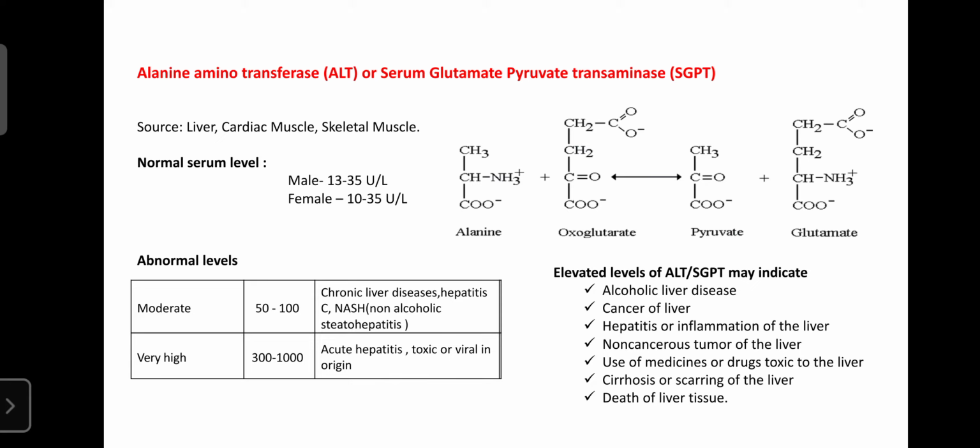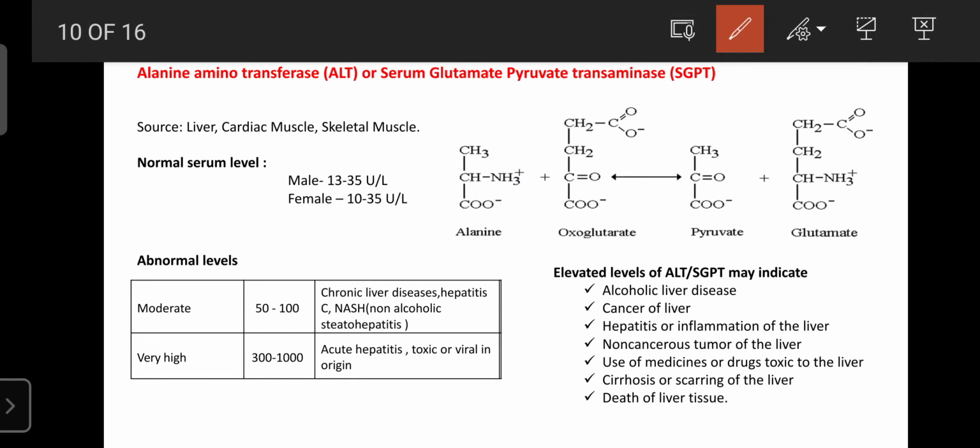So next one is alanine aminotransferase, that is ALT, also known as serum glutamate pyruvate transaminase, that is SGPT. This enzyme is mainly found in the liver, so it is helpful for diagnosis of liver disorders. Cardiac muscle is also helpful for assessing cardiac function.